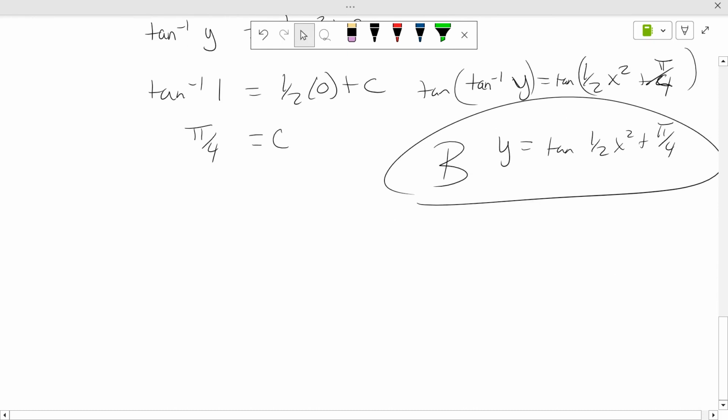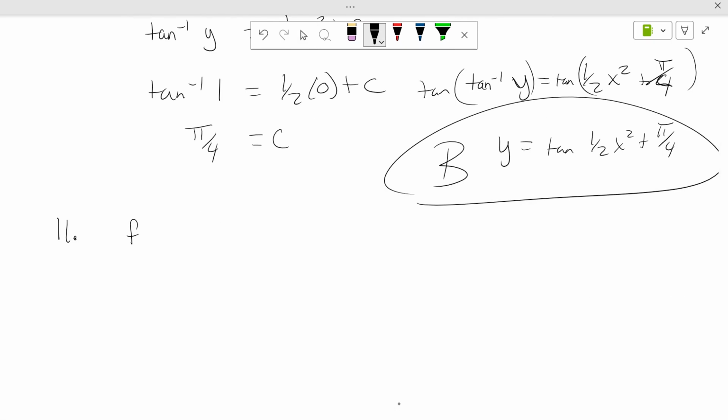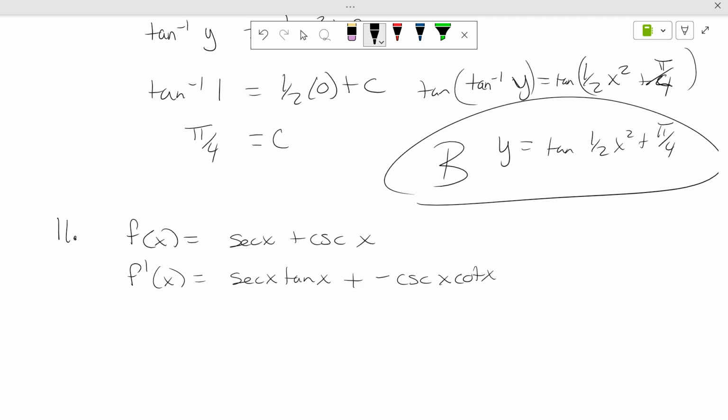Number 11. Again, know your memorization sheet stuff. What's the first derivative of secant? Secant x, tangent x. What's the first derivative of cosecant? Negative cosecant x, cotangent of x. Okay? So that is the first derivative.